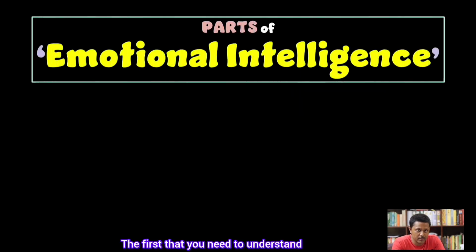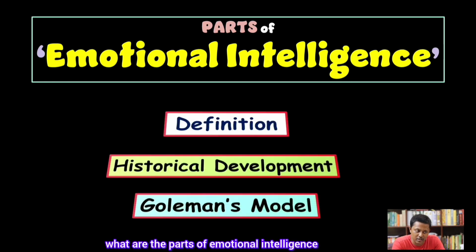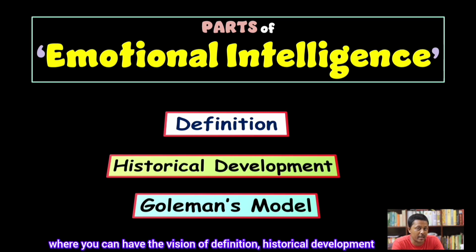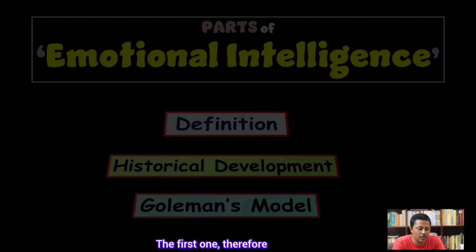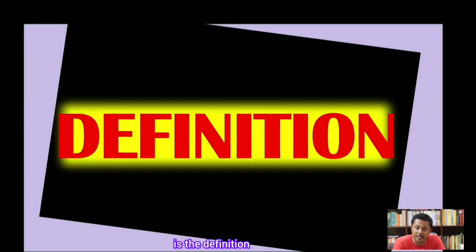The first thing you need to understand is, what are the parts of emotional intelligence? These are the three parts of emotional intelligence: number one, definition, number two, historical development, and number three, Goleman's model. Each one is interesting and significant. We are going to learn about it pretty soon. The first one, therefore, is the definition.